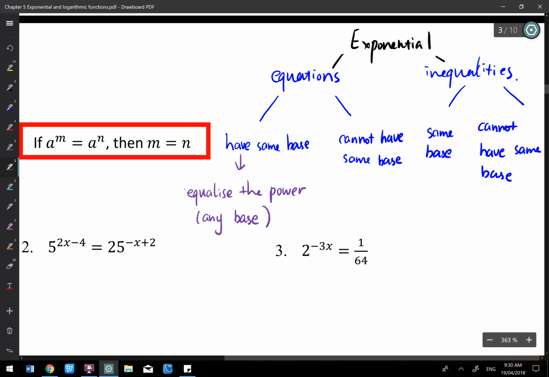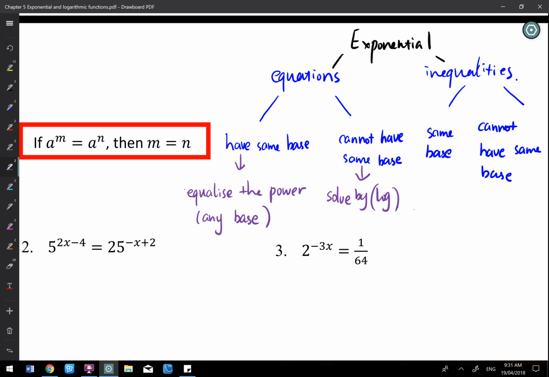If they cannot have the same base, we solve by log. So the power equals to log base of the answer. Okay, we solve by log. For inequalities, they have the same base, but, well, it's not really that you must do that, but it's easier if you can remember this.